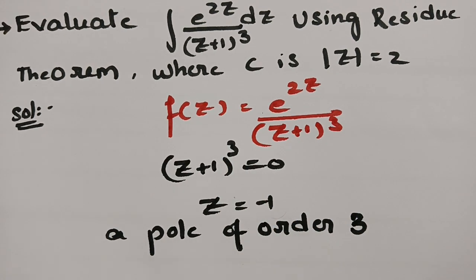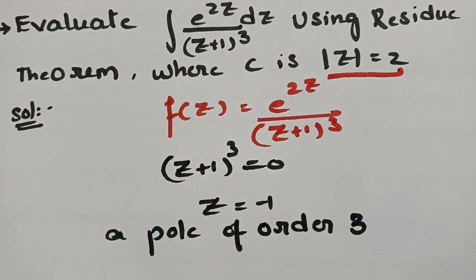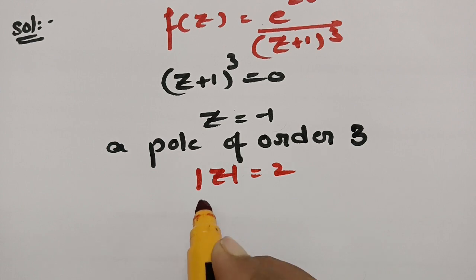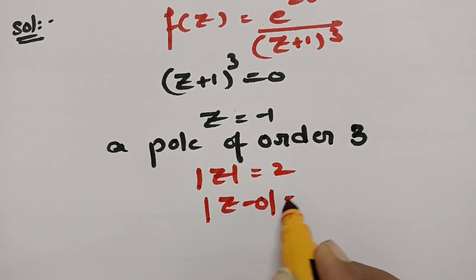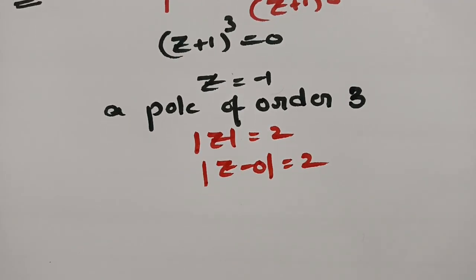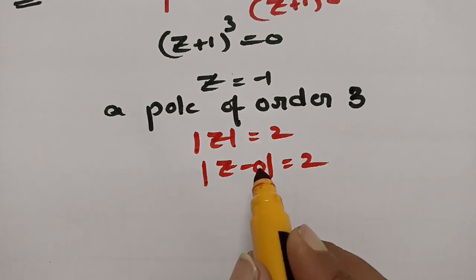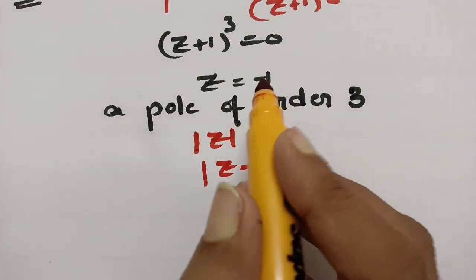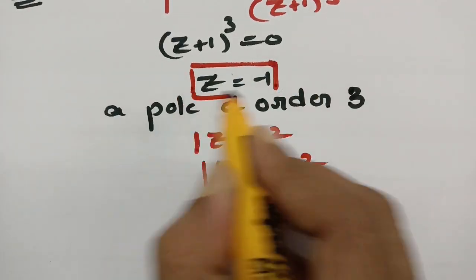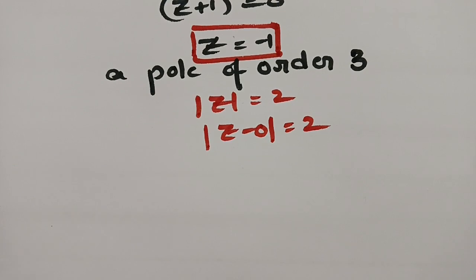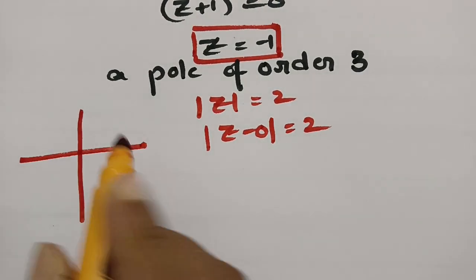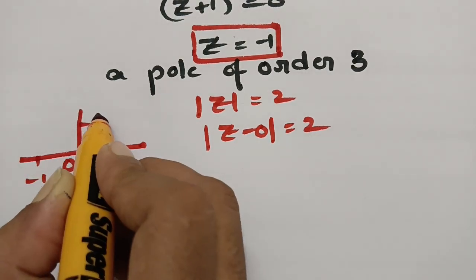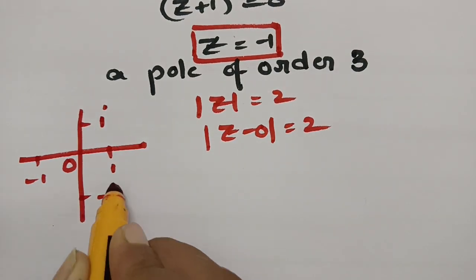And therefore, what is the circle given here? The circle is given as mod z equal to 2. Clearly, this is a circle with center 0 and radius 2. We have to check the pole which lies within or on the circle. So first of all, this is 0, this is 1, this is minus 1, this is plus i and this is minus i.